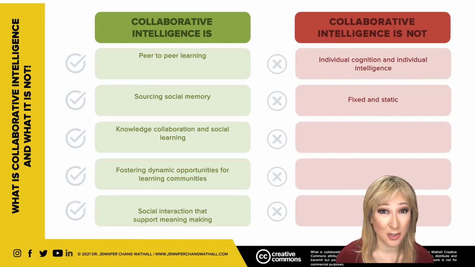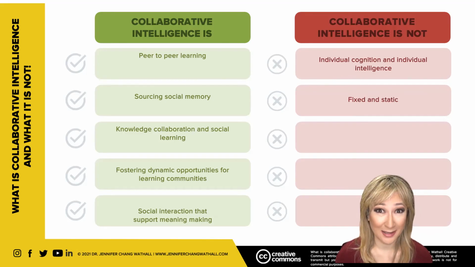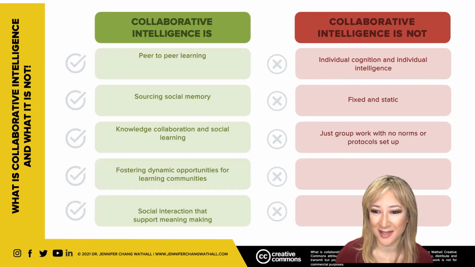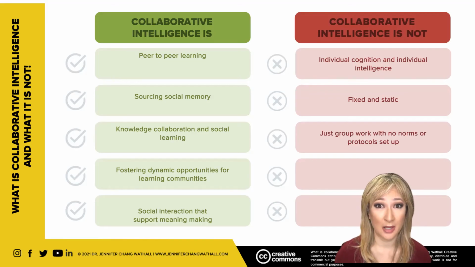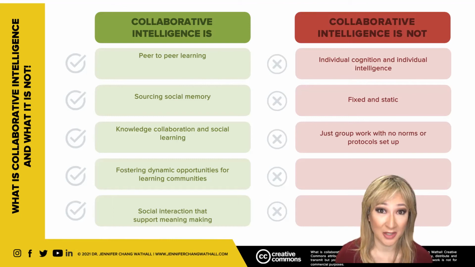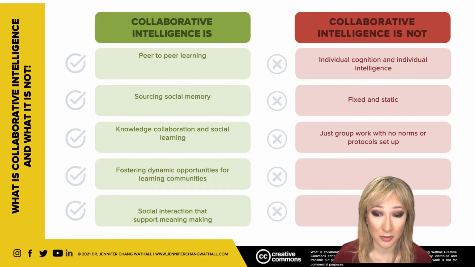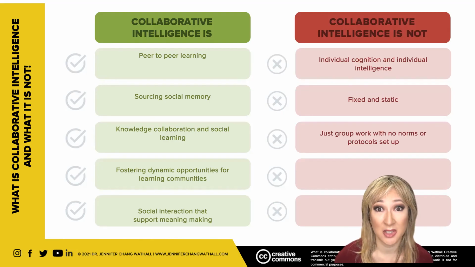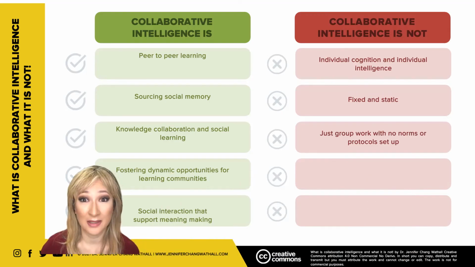Collaborative intelligence is not fixed and static. It's something that can grow. So it's like a growth mindset in that we can actually grow and develop our collaborative intelligence. And collaborative intelligence is not just group work with no norms or protocols set up. So just because we put our students in a group doesn't mean that that's going to be successful or that that's going to necessarily enhance learning. We've got to ensure that there are norms, essential agreements, or some kind of protocols and expectations set up. And that will, I think, guarantee the success of collaborative intelligence.